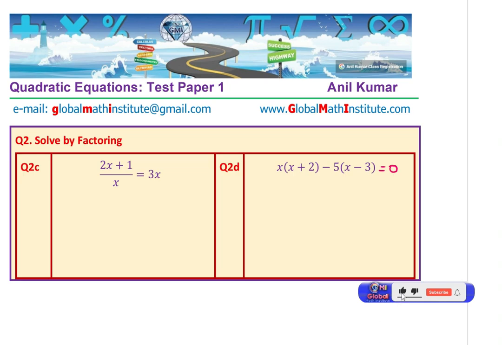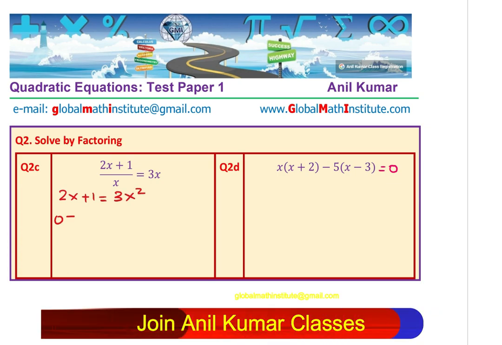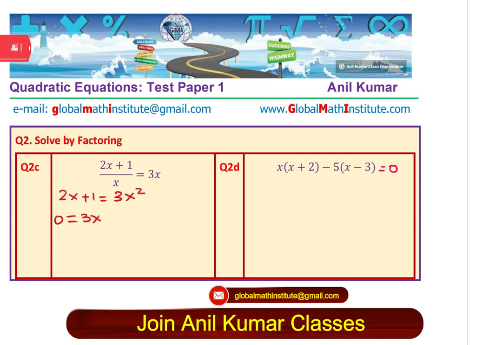Now C. So it's a different kind of equation. To solve it, you should remember x cannot be equal to 0. Let's cross multiply. So we get 2x plus 1 equals 3x squared. Bringing them together, 0 equals 3x squared minus 2x plus 1. Always keep the leading coefficient as positive. That is very important, right?